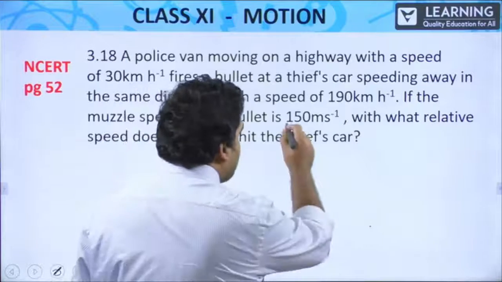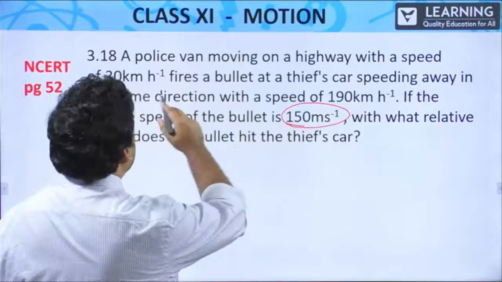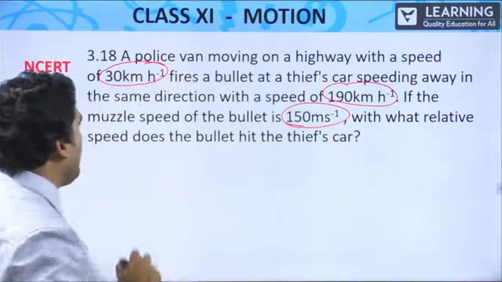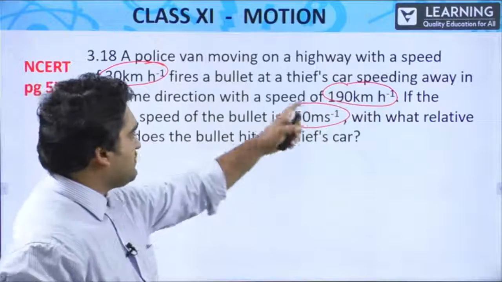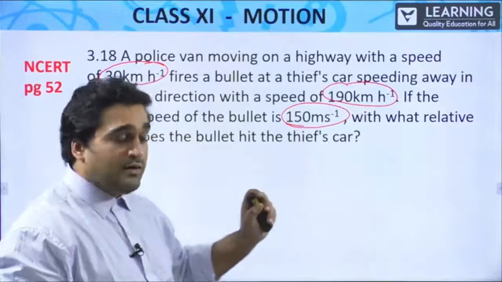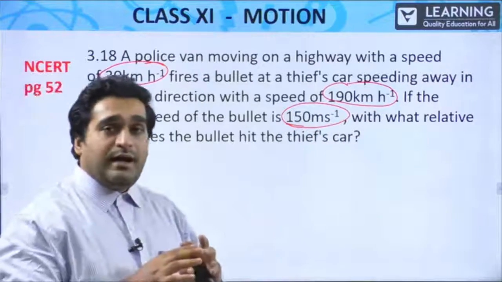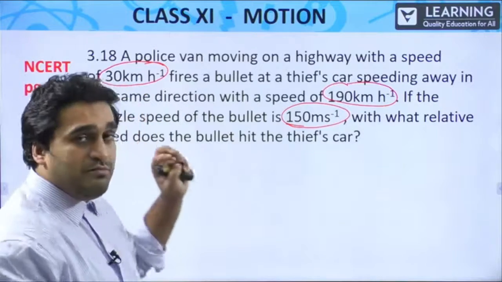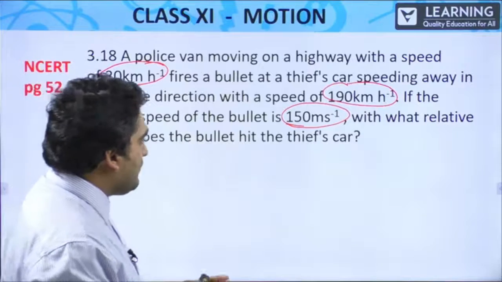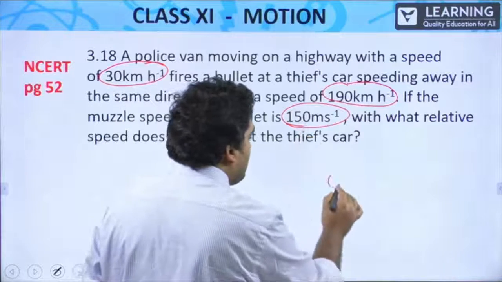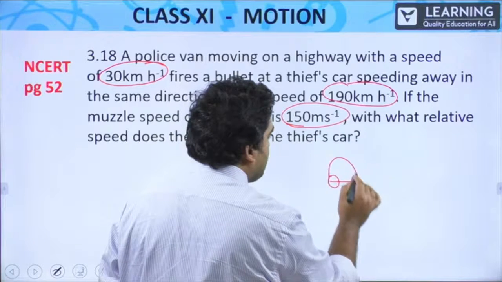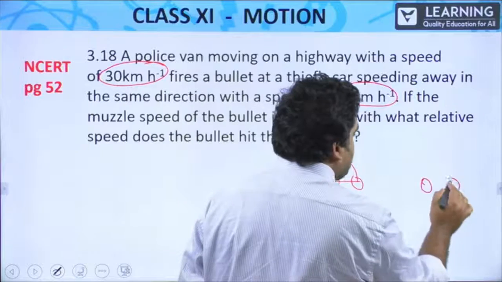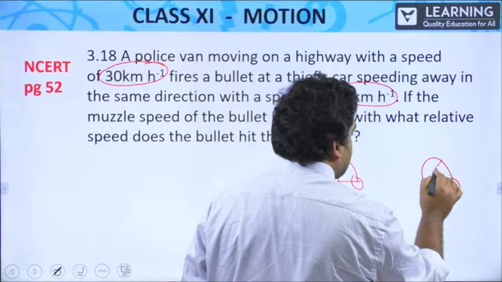So one thing you need to look out for is these numbers. They do not have the same unit. Two have km/h, and one has m/s. So the units need to have a common basis. So we will convert this km/h into m/s. To understand this particular question, I could draw a rough sketch. So you have a police van that is chasing a thief's car. This is the thief.